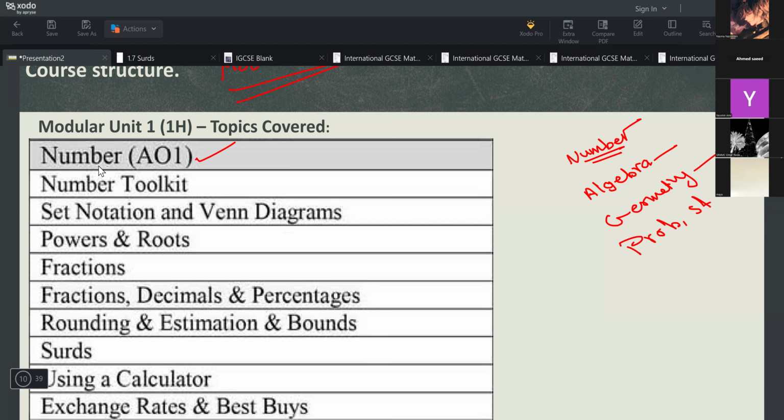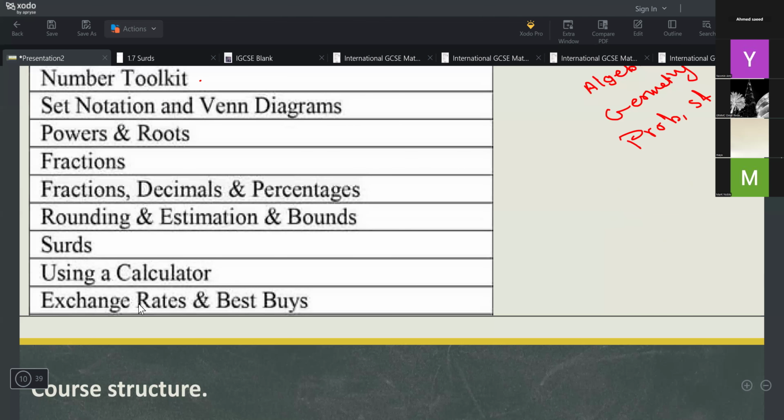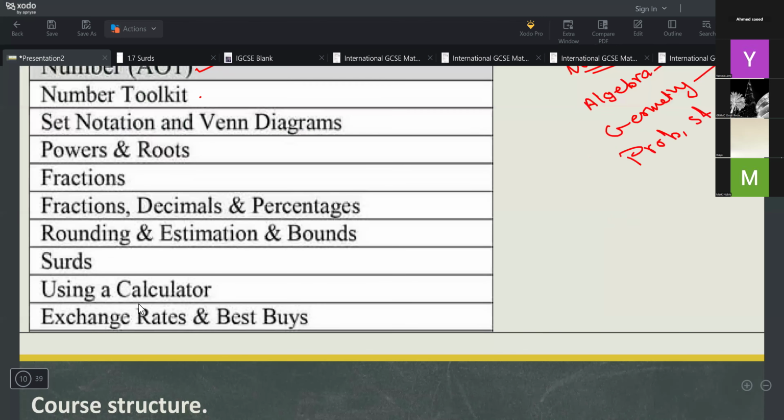This is our lessons. First lesson is number toolkit, set notation and Venn diagrams, powers and roots, fractions, decimal and percentage, rounding, estimation, pounds, and service. Last lesson is using calculator, exchange rate, based pounds.